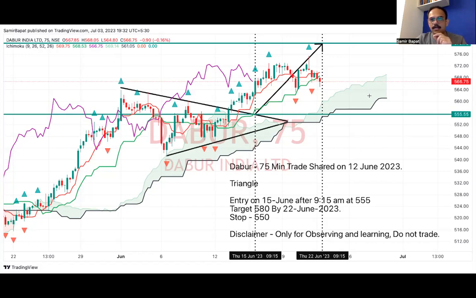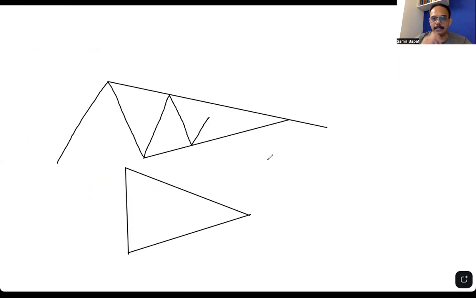544 till here it is 564. So around 20 points, whenever it will break from this point onwards, it will go up by 20 points. So this is a symmetrical triangle. I'll come to the point why I'm so much stressing on this type of triangle, and then we can see. This symmetrical triangle, it is clear to everyone how it will appear on the chart.